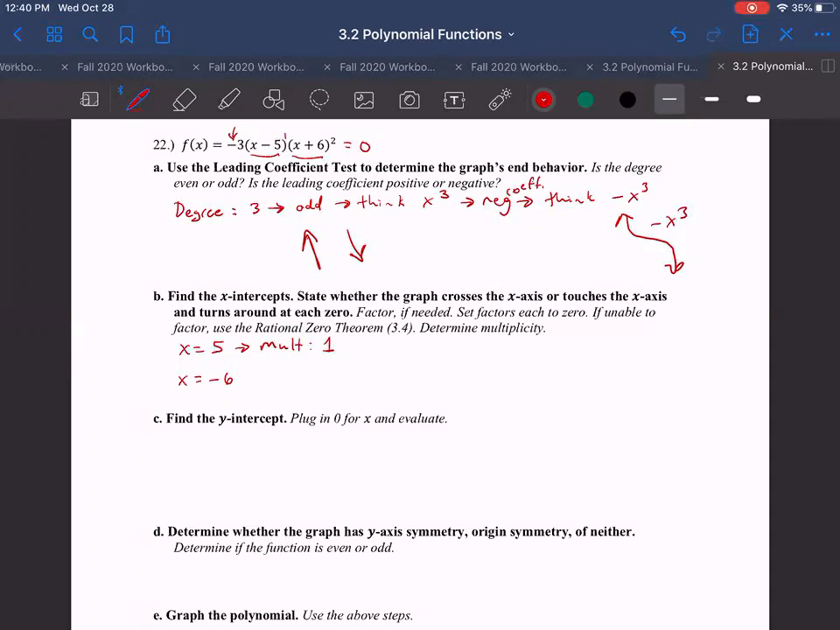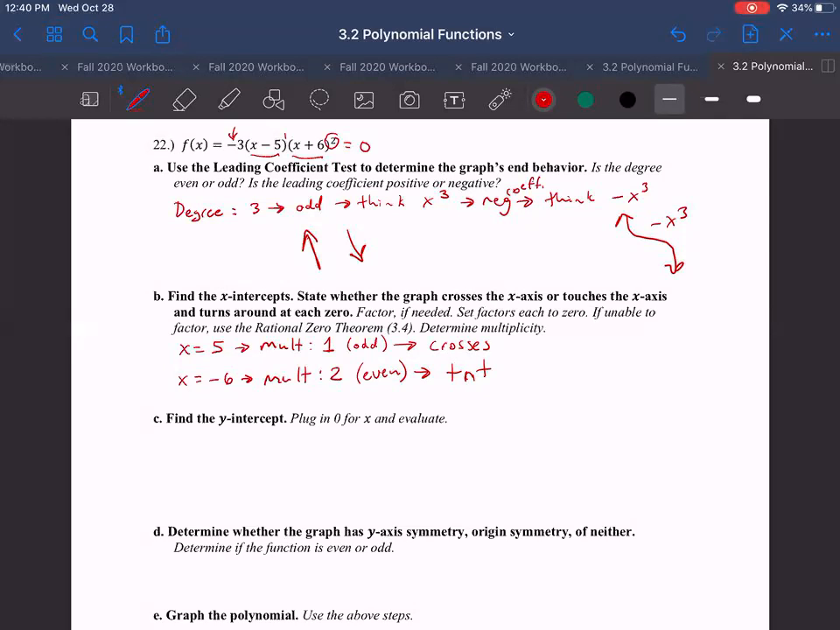Therefore, we have an odd multiplicity, therefore it crosses the x-axis there. And then what we have is a multiplicity for x equals negative 6. That's a multiplicity of 2 because that exponent is a 2. That's even, and therefore this will touch and turn at that location. All right, so we have our x-intercepts right there.